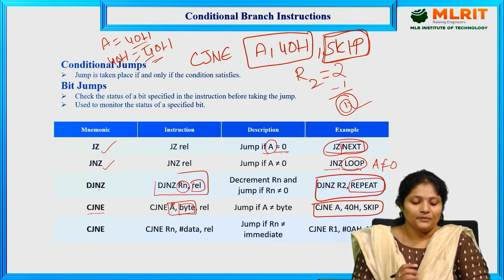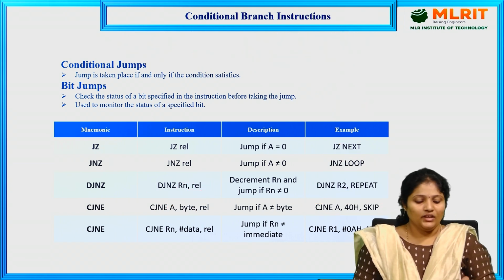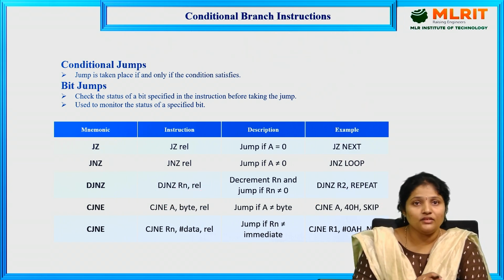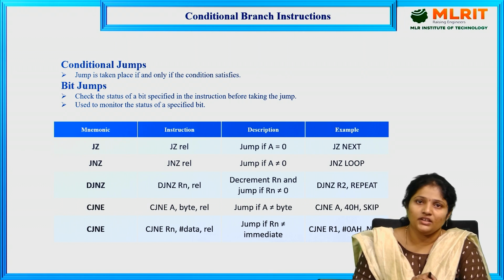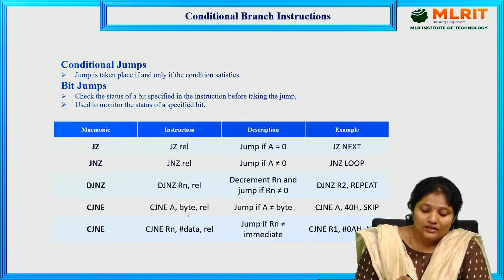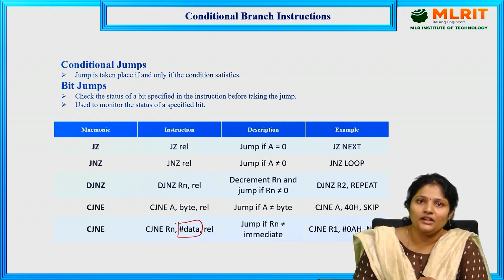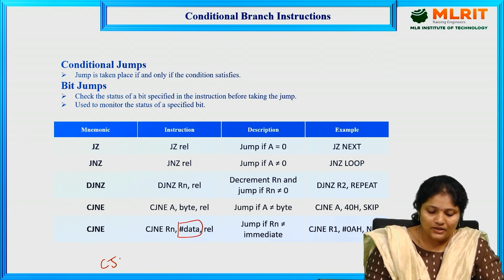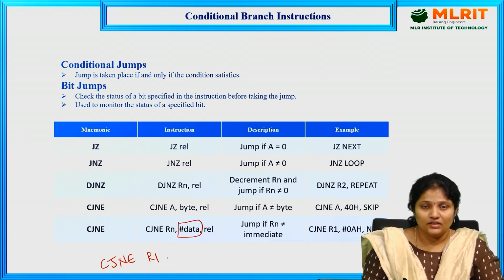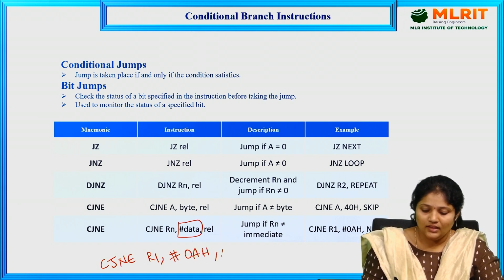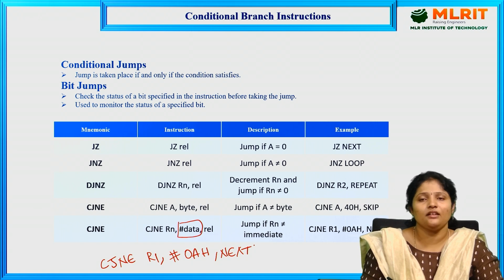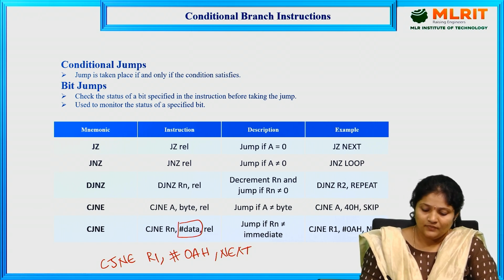Coming to the next one, CJNE. Here also the comparison operation will be performed, but the data is not specified in an address location. Here the data is specified with a hash. Hash means immediate data. Let us take one example, CJNE R1. I am taking the register R1 and comparing the data with 0AH, and the relative address here is next.